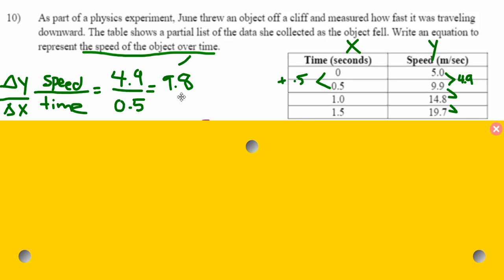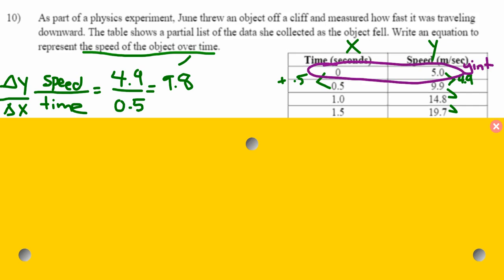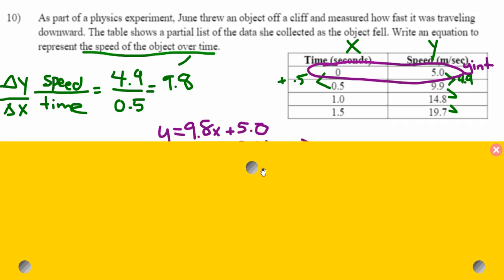Remember, when looking at a table, you can identify the y-intercept pretty quickly by finding the input of 0, an x of 0. And I can see that's happening here at (0, 5). So I could quickly write this equation in slope-intercept form. I have my slope of 9.8. I have the y value for the y-intercept at 5. So I have an equation of y equals 9.8x plus 5.0.